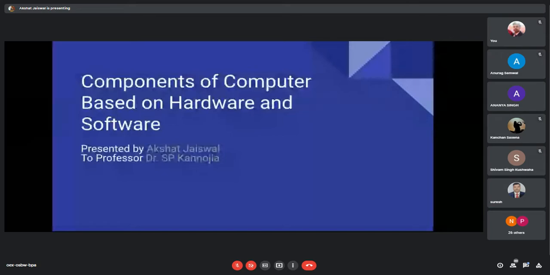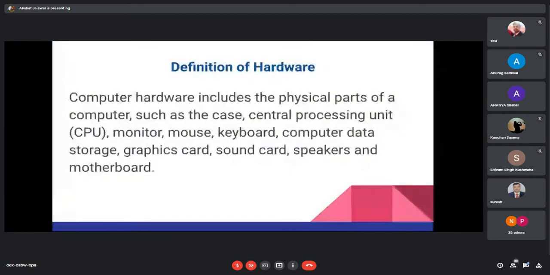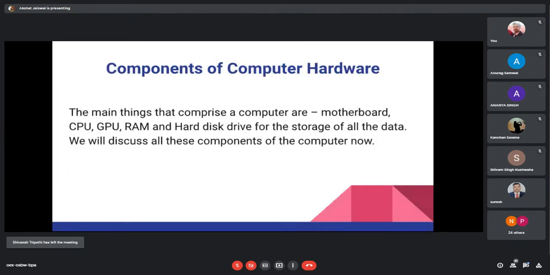Good afternoon, sir, and everyone. My name is Akshay Jaiswal, and I am going to give a presentation on the topic components of computer based on hardware and software. First, we will discuss the definition of hardware. Computer hardware includes the physical parts of the computer, such as the case, CPU, monitor, mouse, keyboard, etc.